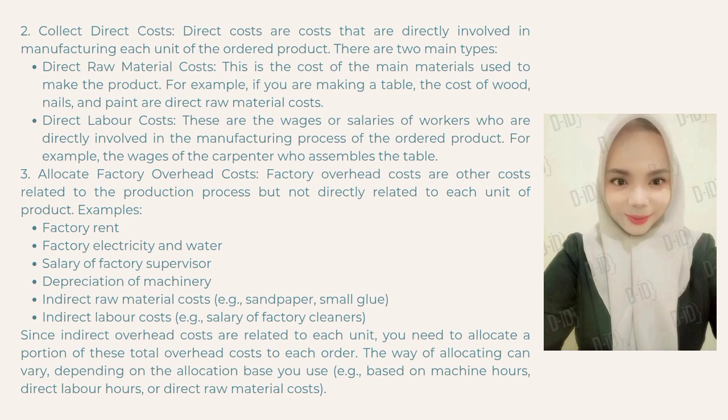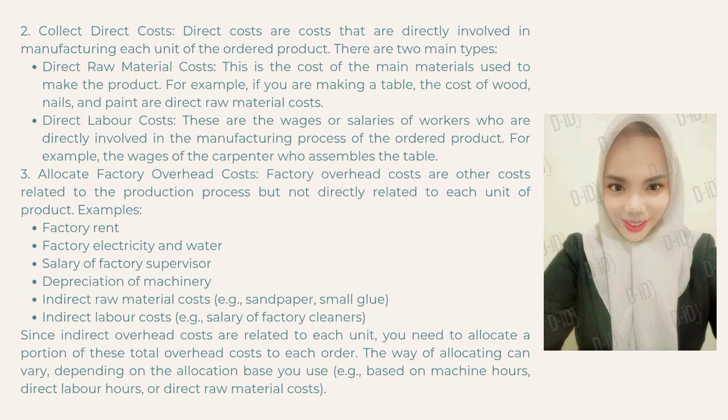For example, if you are making a table, the cost of wood, nails, and paint are direct raw material costs. Direct labor costs. These are the wages or salaries of workers who are directly involved in the manufacturing process of the ordered product. For example, the wages of the carpenter who assembles the table. 3. Allocate factory overhead costs.